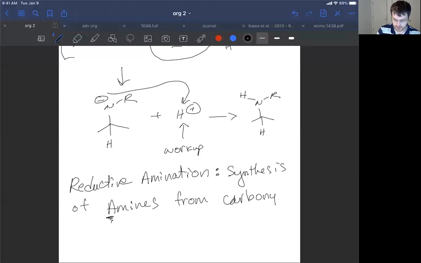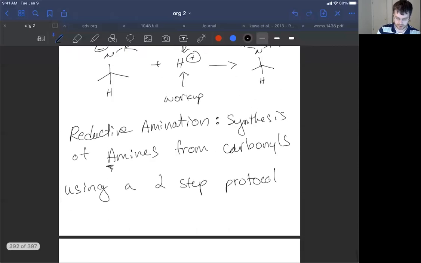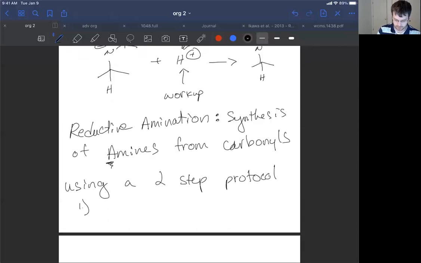And this is going to involve a two-step procedure. So using a two-step protocol that looks like this. In step 1, we're going to react the carbonyl with an amine to form an imine.